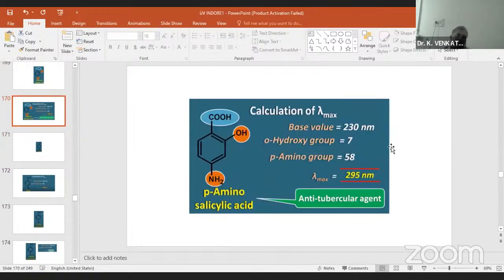So this is the correct answer, ma'am. 295 nanometers. So this is for the 295 nanometers, the correct answer. Any doubts?